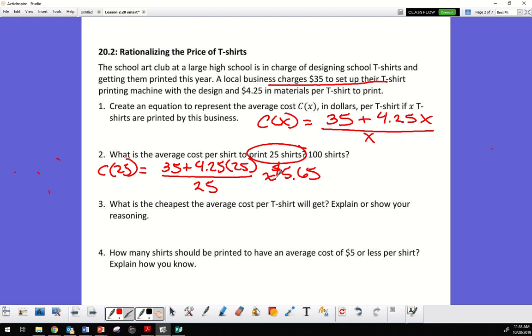So what if I bought 0 shirts? It would be basically 35, right? But I can't really divide by 0, so that doesn't work. So I have to at least buy 1. But it comes out to be almost $35. So it's no fun.